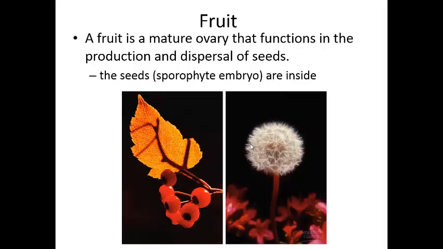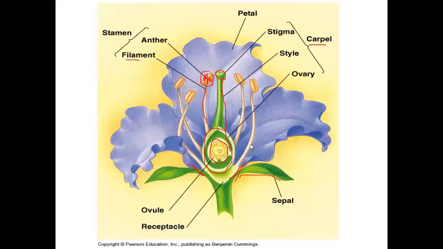An animal is going to come and consume the fruit. It's going to eat the fruit, and it's going to eat the seeds along with the fruit. That seed contains inside of it the embryo, the sporophyte embryo. When that animal goes to the bathroom, the seed is going to be released, and it's going to fall onto the ground. So it's kind of interesting that the ovary surrounding the ovule actually becomes the fruit. The ovule itself, with the embryo inside of it, becomes the seed.